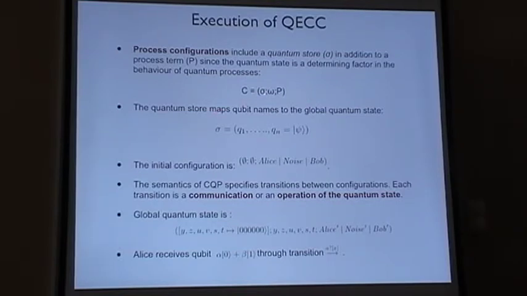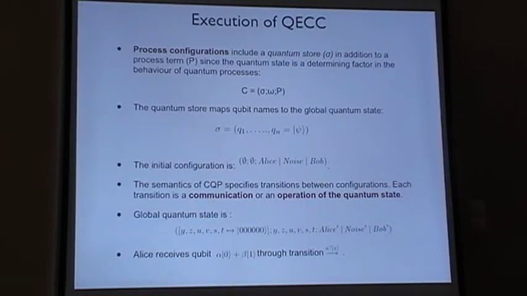The quantum store maps the qubit names to a global quantum state. We know that the process can be subdivided into two sub-processes, but when a quantum state is entangled, it remains entangled and can't be split. That's why it's a global quantum state. Initially, in the whole execution of the system, we have the process configuration as nil-nil, and the system, which is a parallel composition of Alice, noise and Bob.